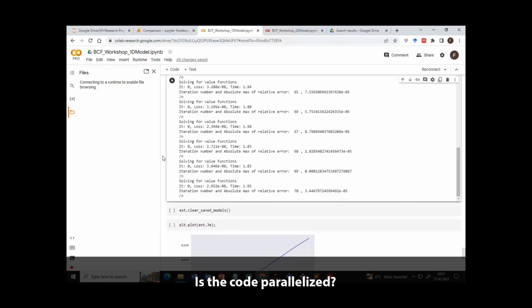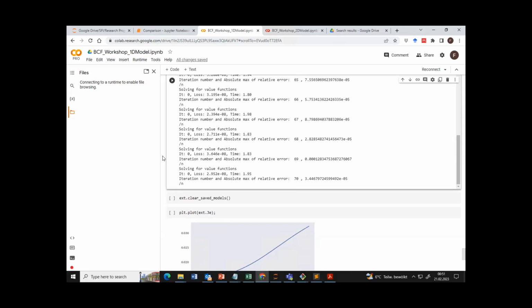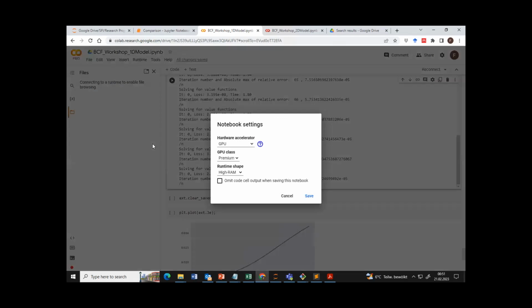Okay, that's a good question. For parallelization here, I have not parallelized anything at all, but I do have a couple of slides on parallelization. So I'm showing here.